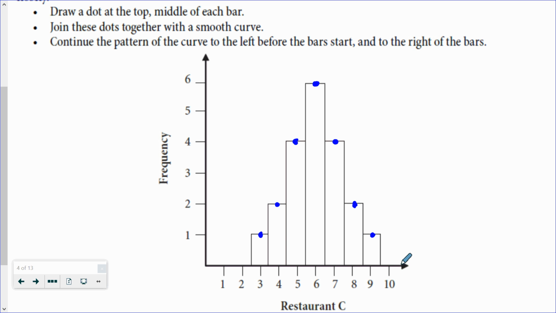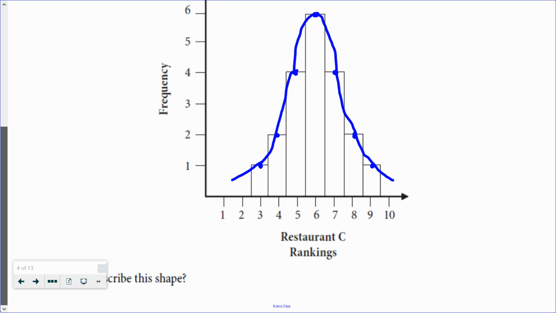It says join these dots together with a smooth curve. So joining the dots together with a smooth curve. Sorry, this is so hard to do on the tablet. That's the best I can really offer you right now. Continue the pattern to the left before the bars start. So that's why I kept going there and to the right of the bars. So that's what we're talking about with our normal distribution.